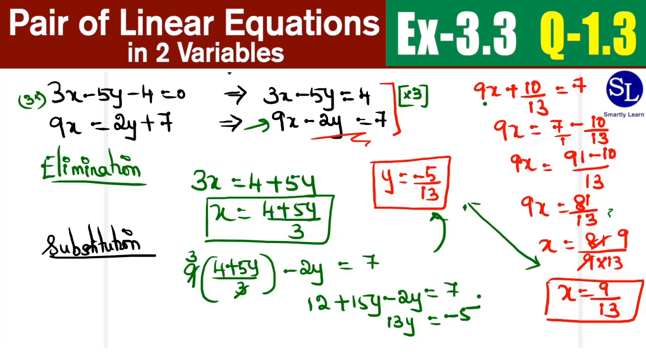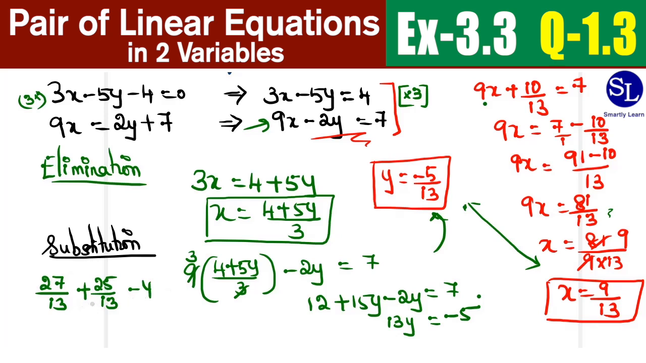Now let us verify that our answer is right by substituting these two values in both the equations. So let's see here, 3 into what is the value of x? 9. So 9 3s are 27. So 27 by 13 minus 5 into, I have to put this minus of minus 5, right? So this is plus 25 by 13 minus 4. I have to check whether this is equal to 0.